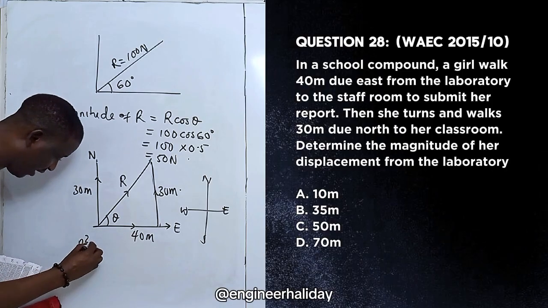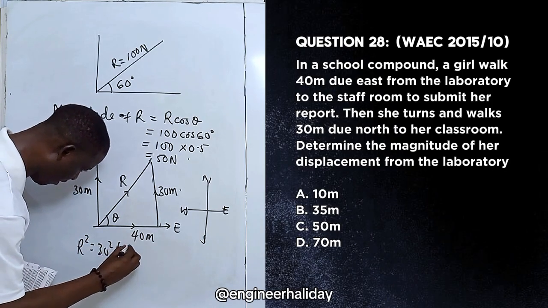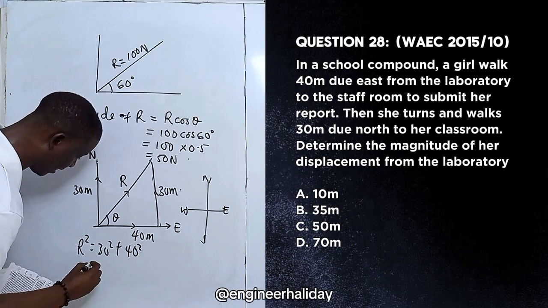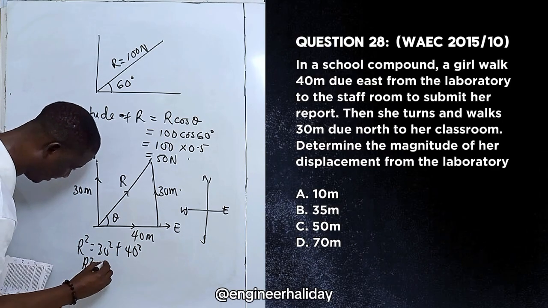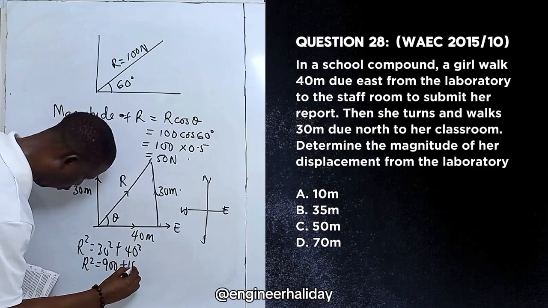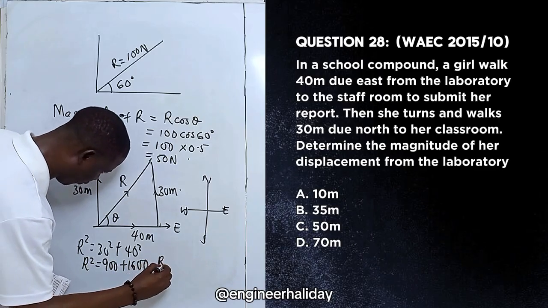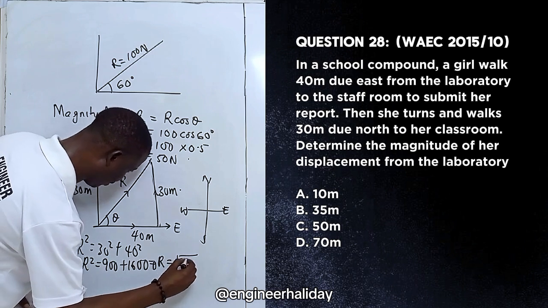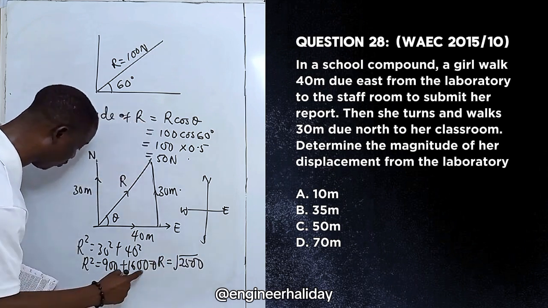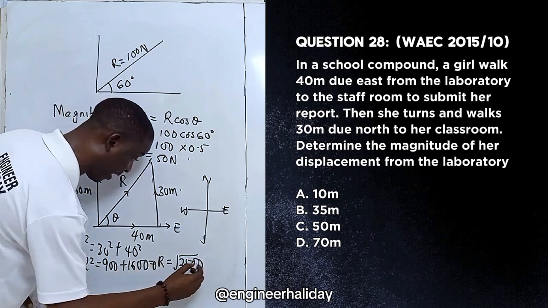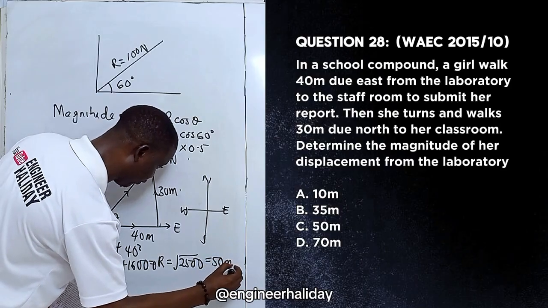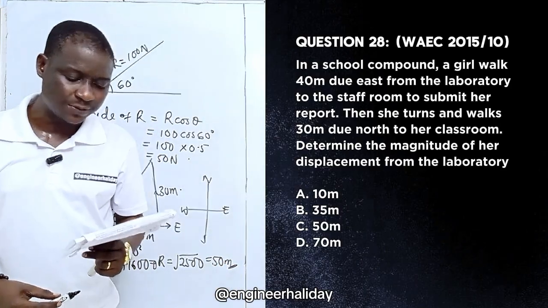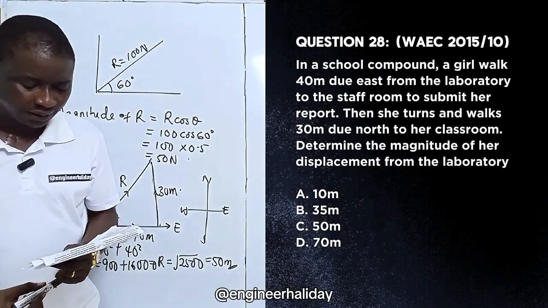So R square equals 30 square plus 40 square. So we have R square equals 900 plus 1600. Therefore R is equal to the square root of 2500. Don't forget 1600 plus 900 is 2500. That gives us 50. So that will be the displacement from the laboratory. That means 50.